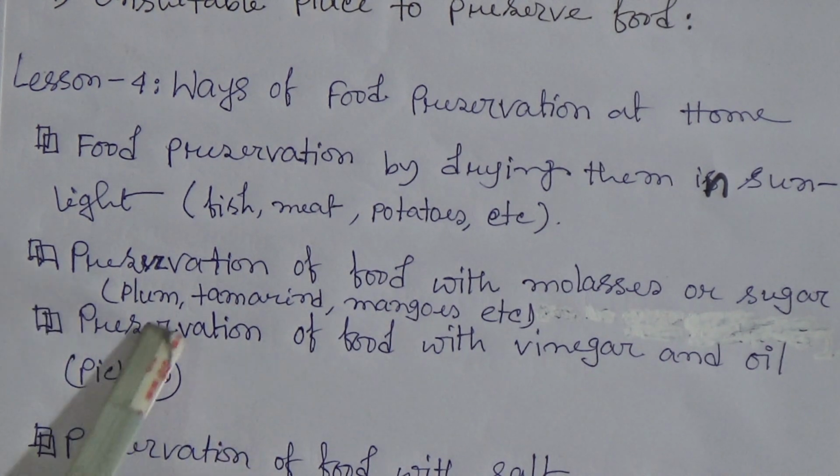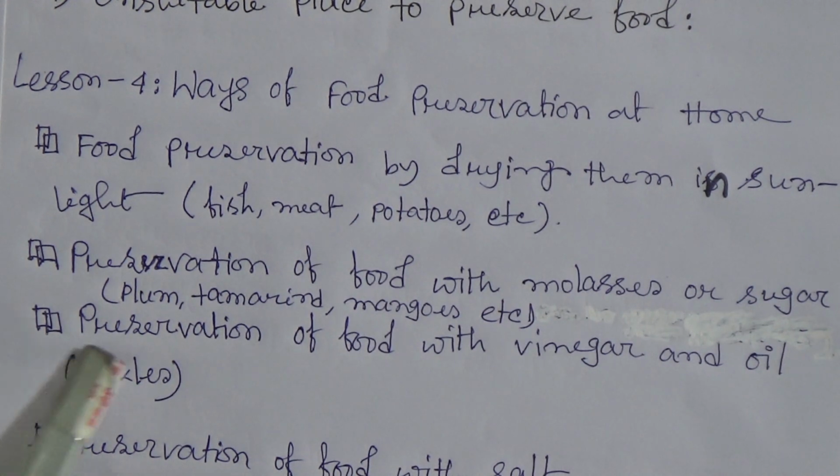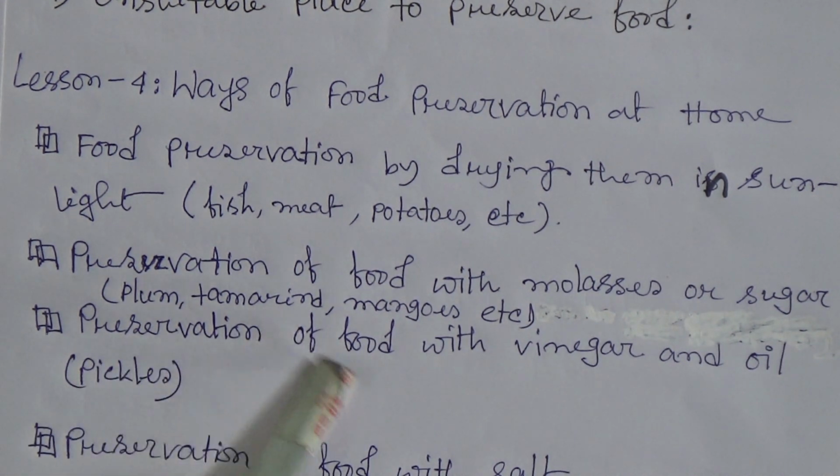Number 2, preservation of food with molasses or sugar. There are some things that we can preserve with molasses or sugar, like plum, tamarind, then mangoes, etc.